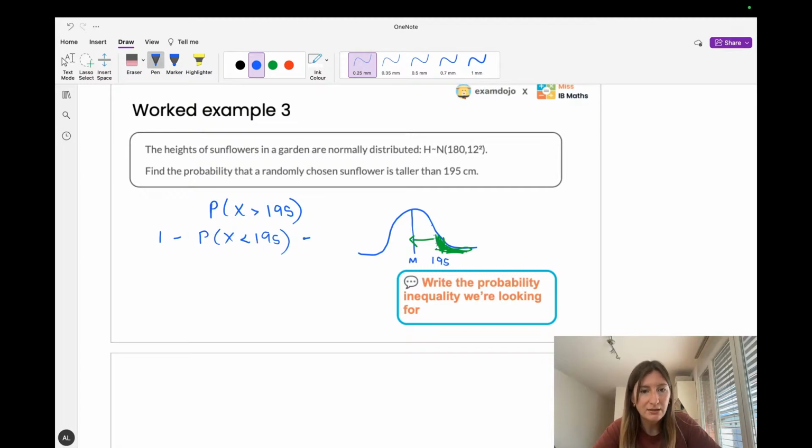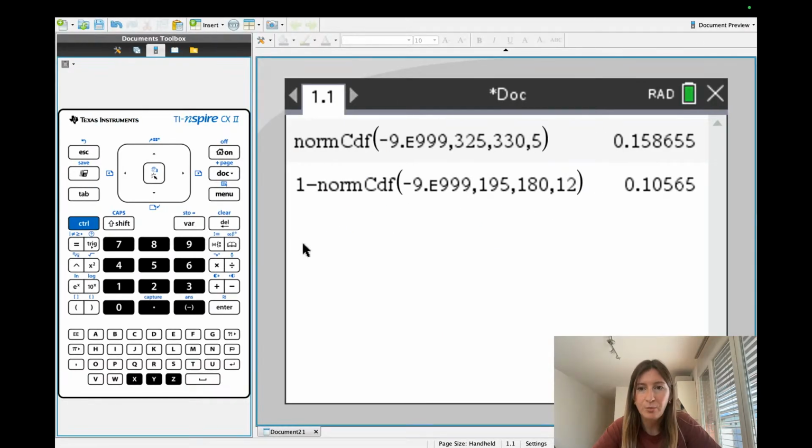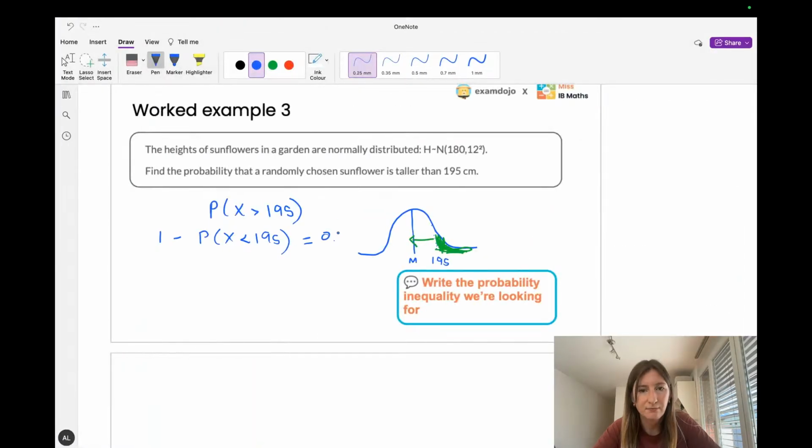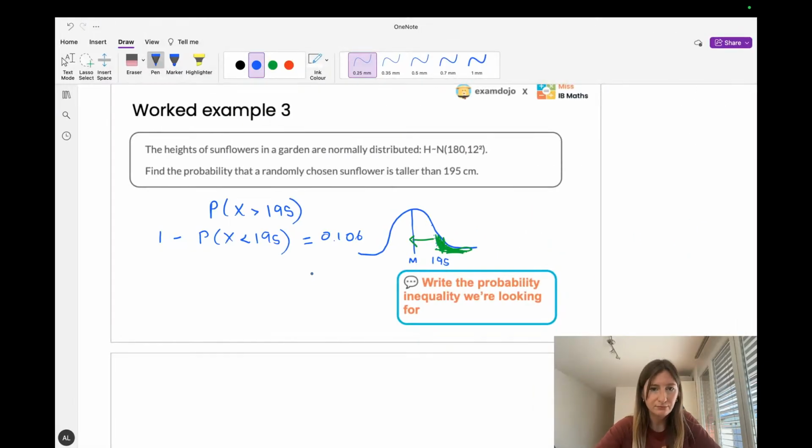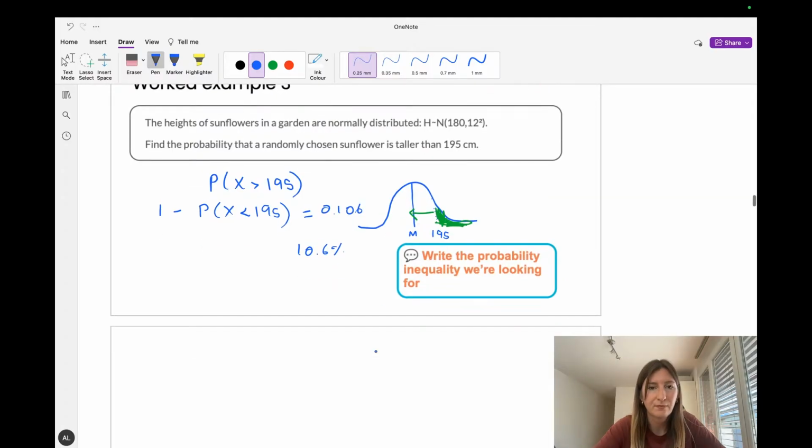All right, and we get 0.106. Right, let's just double check. Yep, that 5 needs to go up to a 6, and that's 3 significant figures. Okay, so the probability that a randomly chosen sunflower is taller than 195 centimeters is 0.106, or we can say 10.6%.